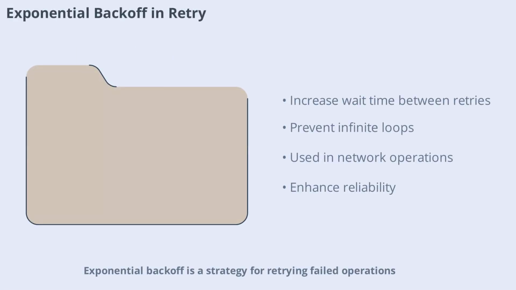Exponential backoff is a strategy for retrying failed operations. Increase the wait time between retries to avoid overwhelming services. Set a maximum number of attempts to prevent infinite loops. This approach is widely used in network operations and API calls for reliability.